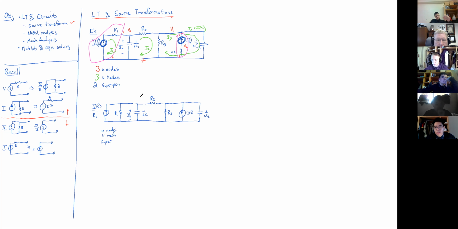So my question is, how many unknown nodes do we have here? I'll put a ground down here. You always need to ground when you're doing nodal analysis and only with nodal analysis. And how many nodes are left over that you don't know? Four. Where would they be? Above the R1.